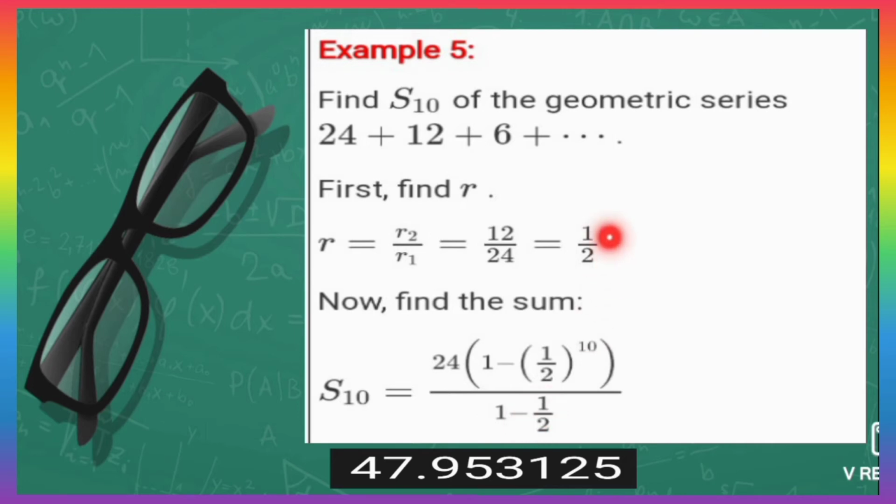So, yung ratio natin dito ay 1/2. Then, kapag in-input mo siya sa calculator, the total answer is 47.953125. So, depende na sa board exam kung 2-digit lang sa last or lahat ng ito.